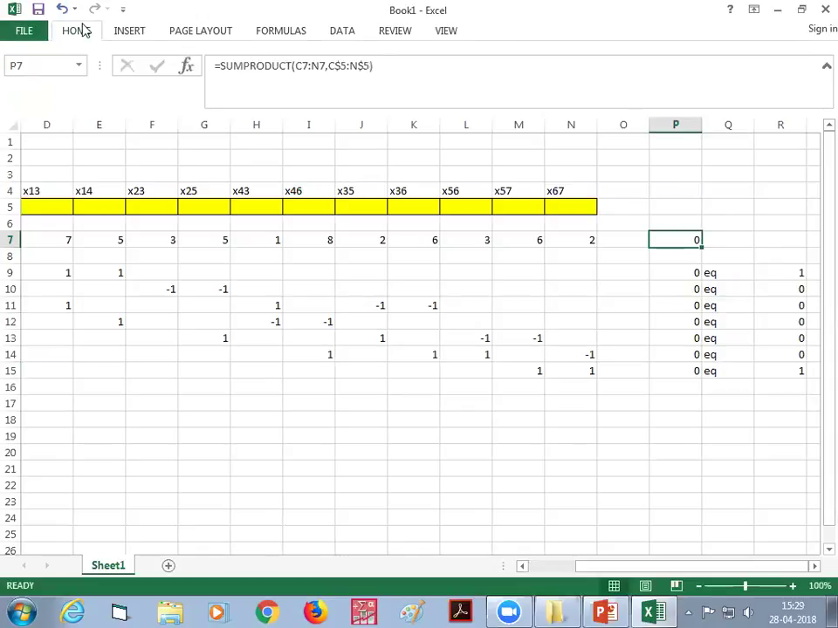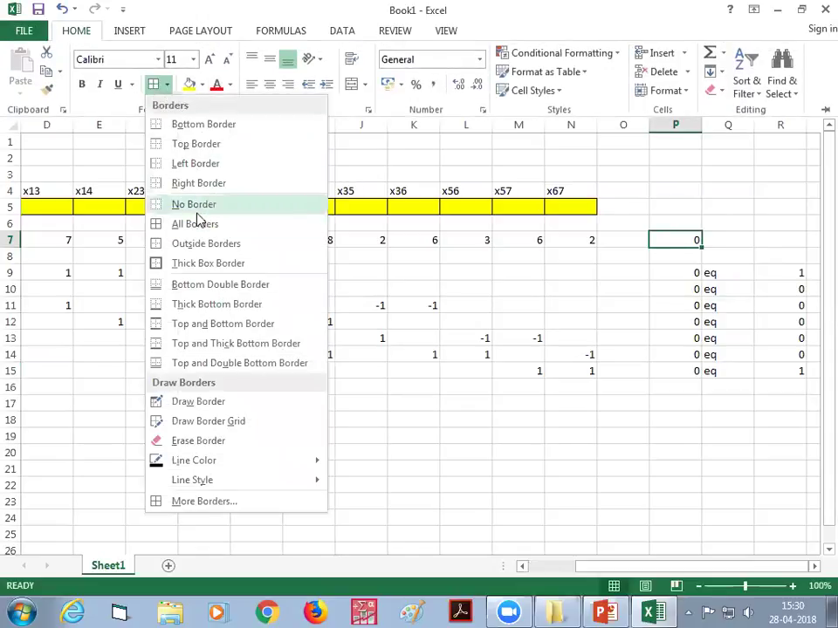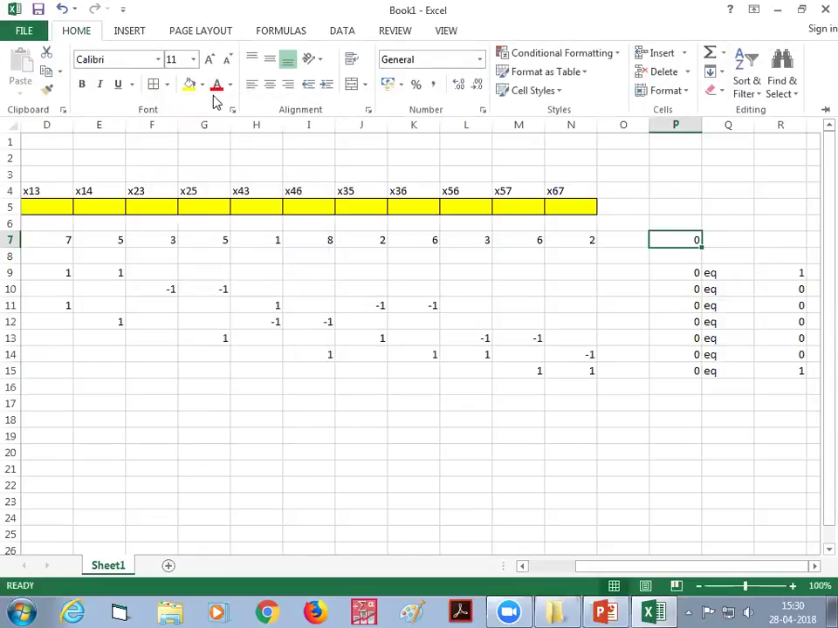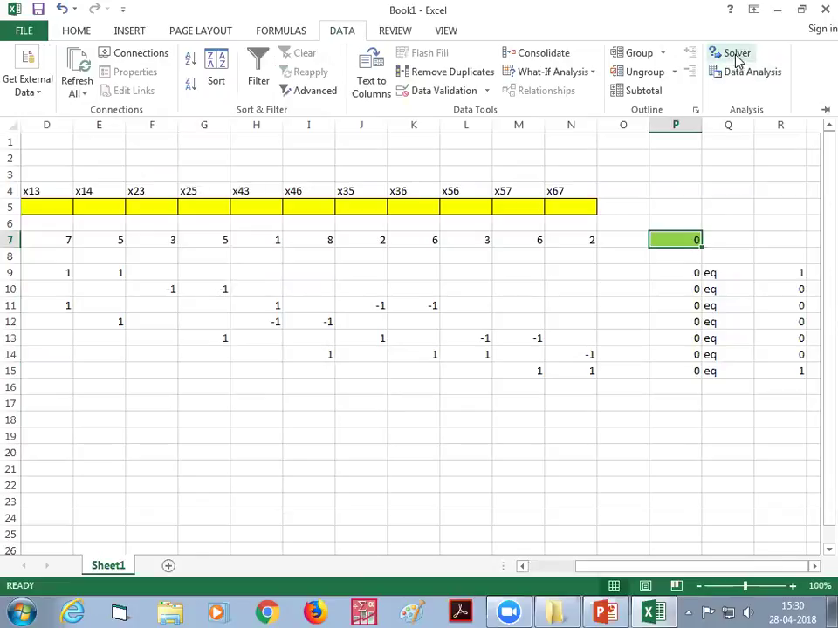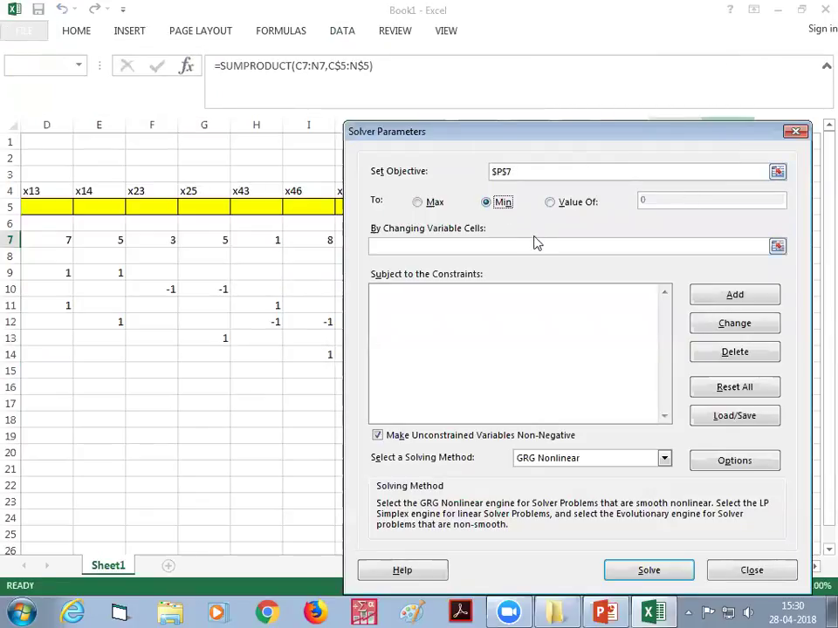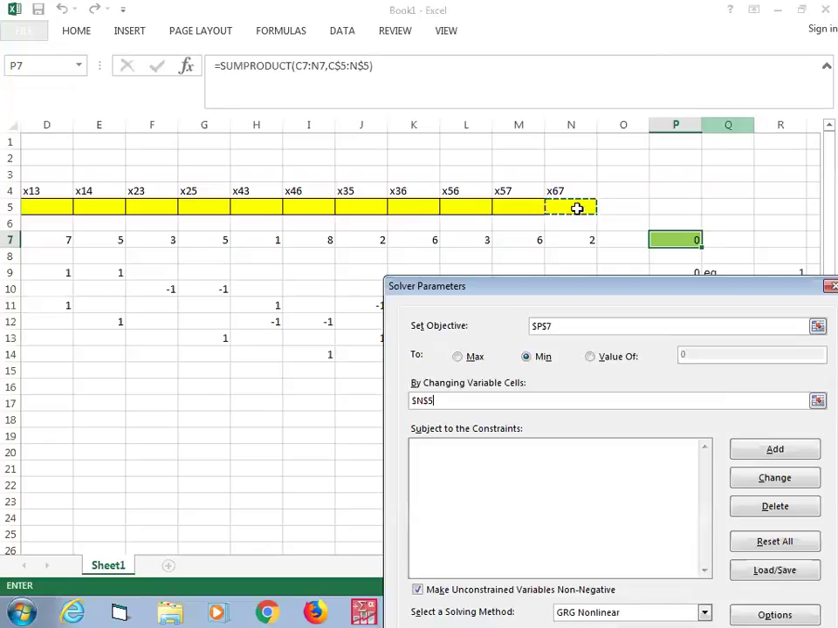I will ask in a moment. Let's finish the problem. Data, solver. We want to minimize this.